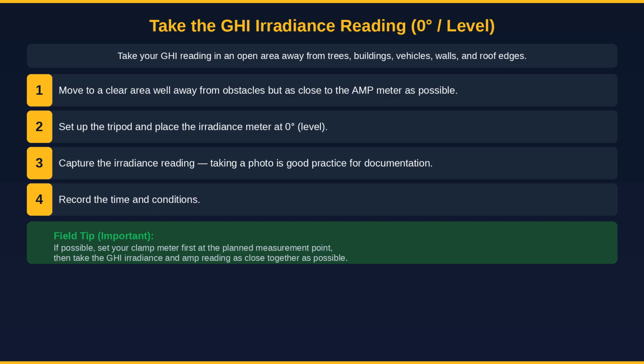An important field tip: if possible, set your clamp meter first at the planned measurement point. Then take the GHI irradiance and amp reading as close together as possible. This ensures your readings reflect the same solar conditions.